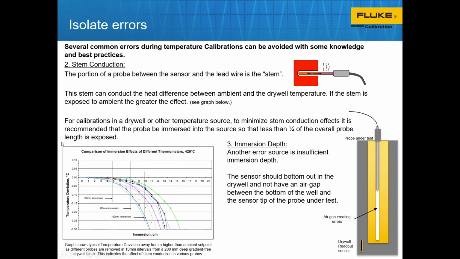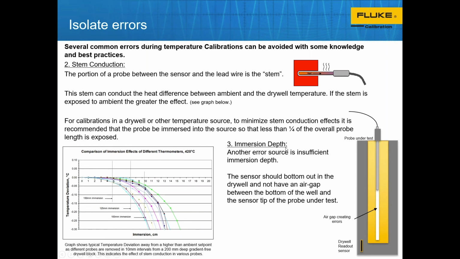Immersion depth. By the way, a good rule of thumb is that you want less than a quarter of your overall probe length exposed. Another way to think of that is that whatever the diameter of your probe is, insertion length should be 20 times that. So if you have a 1/4 inch probe, that means you should be inserting at least 5 inches into the depth of a well.